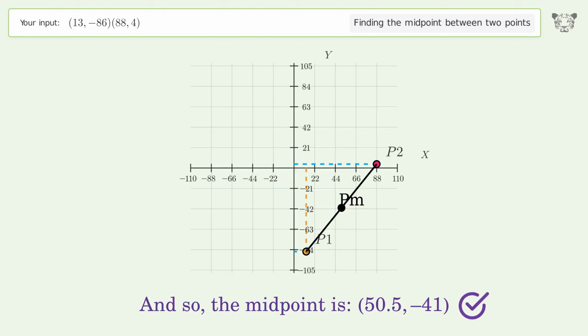And so, the midpoint is 50.5, negative 41.